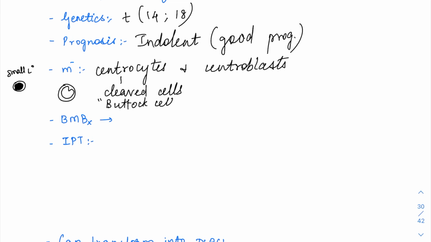Buttock cell, where else did we see? Yes, it was seen in the microgranular variant of APML. So the microgranular variant of APML and the follicular lymphoma centrocytes are going to have buttock cells.